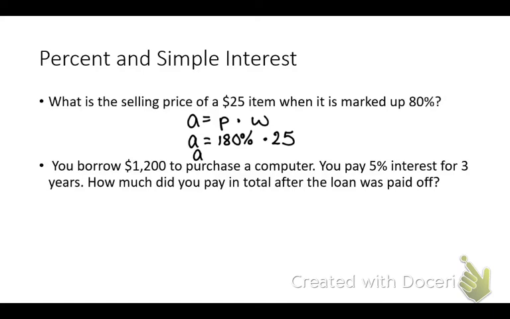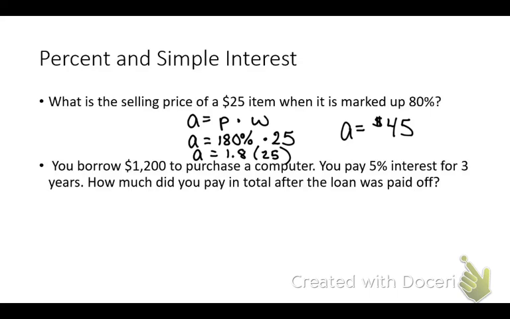All right, so A equals 1.8 times 25. So what is 1.8 times 25? Anybody have a calculator handy? Okay. So the amount you pay, does that make sense based on the other information?